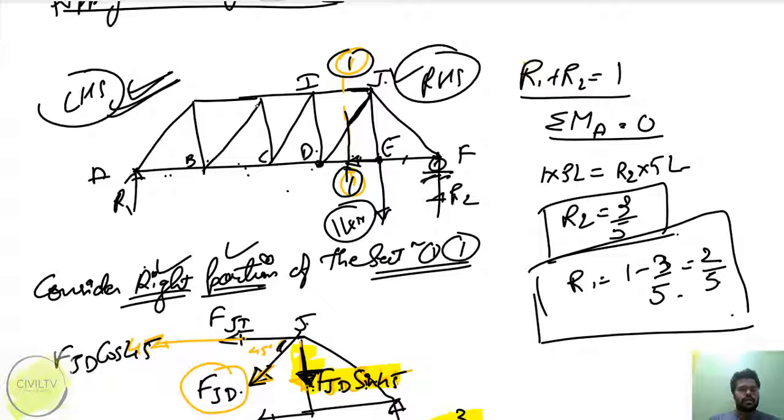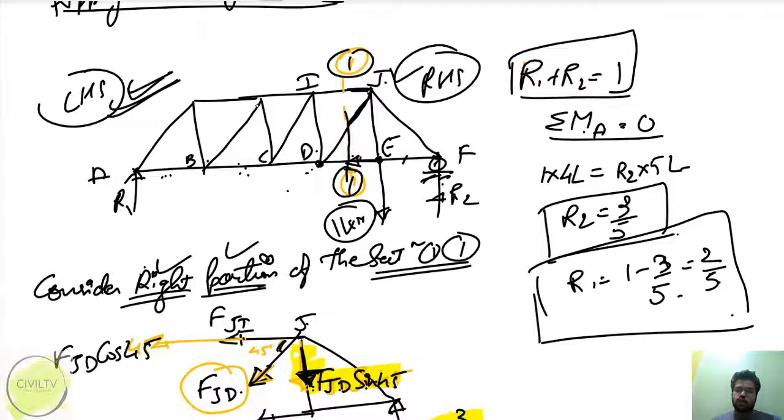So I have applied a unit load over here. Now what I have to do: I applied a 1 kilonewton unit load. Now I have to calculate the reactions R1 and R2. So R1 plus R2 equals 1 kilonewton. Summation of moment about A equals 0. Same, so it will be 1 into 4L equals R2 into 5L. Right? This is L plus L plus L plus L, so 4L. 1 into 4L equals R2 into 5L.